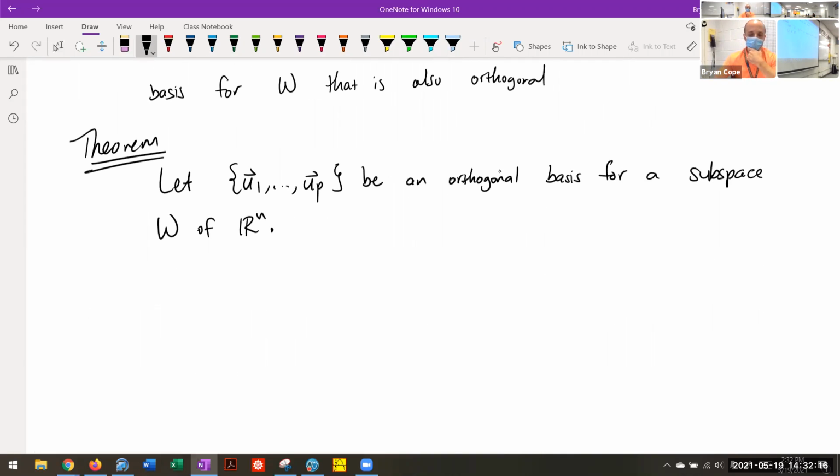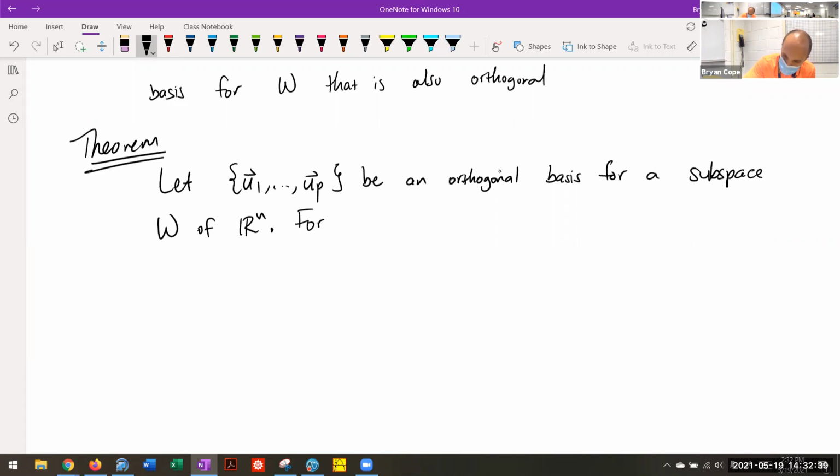What I'm about to teach you is that we can do an old problem that we studied first back in chapter 1 or 2, I think. We can do an old problem in a new, more formulaic way without rerefing. In other words, we can avoid row reduction entirely. Okay. So let U1 to UP be an orthogonal basis. So far, so good. That's all we've started with.